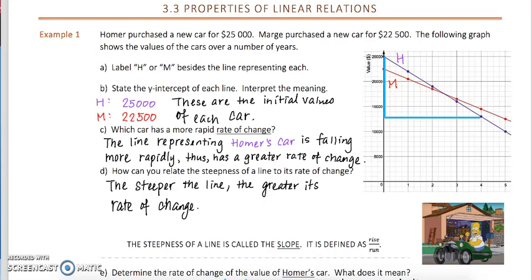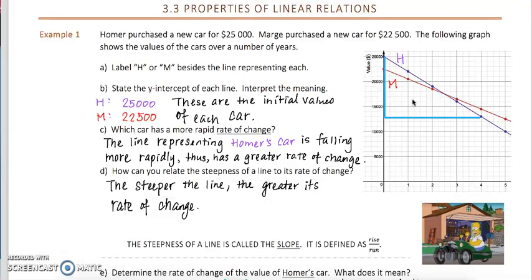Hi! In this lesson, you're going to look at 3.3 properties of linear relations. Using example 1, Homer purchased a new car for $25,000. Marge purchased a new car for $22,500. The following graph shows the values of the cars over a number of years.